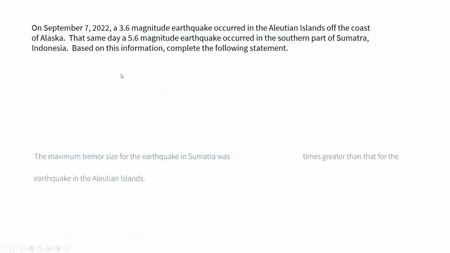One area that it is used for is when you talk about the Richter scale. So on September 7th, 2022, a 3.6 magnitude earthquake occurred in the Aleutian Islands off the coast of Alaska. That same day, a 5.6 magnitude earthquake occurred in the southern part of Sumatra, Indonesia. Based on this information, complete the following statement. The maximum tremor size, which is what the Richter scale measures, so these magnitudes of earthquakes, was blank times greater than that for the earthquake in the Aleutian Islands.